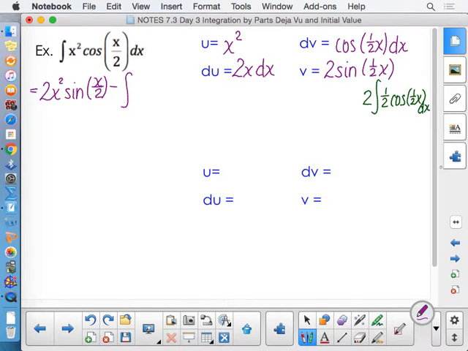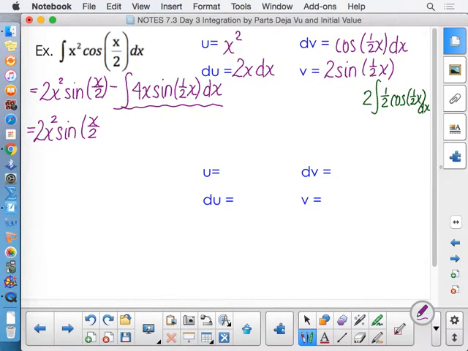And our integral is going to have our v times our du, so we're going to get 4x cosine half x dx. This resulting integral sitting right here, we're going to use integration by parts again in order to carry that out. So I'm going to bring down the entire first quantity. Subtract and open a giant parentheses for what comes out of that integral.